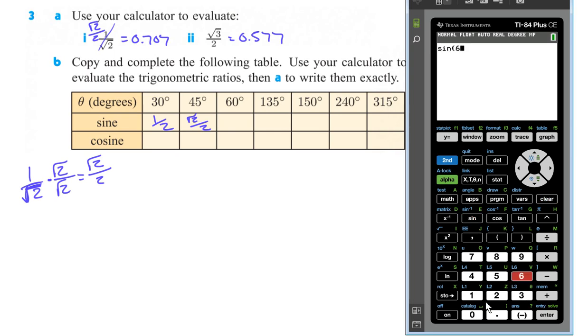So we'll do sine 60, and we get 0.866, which we don't have either of those. Oh, that's because there's another part over here that you were supposed to do on the calculator.